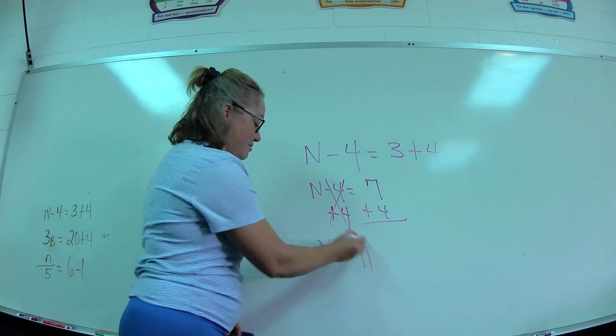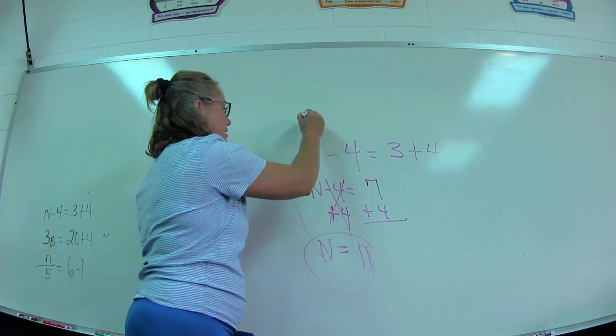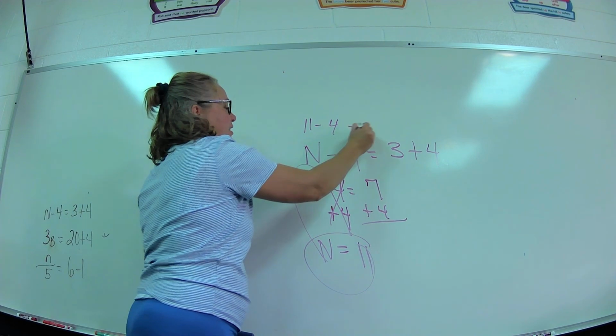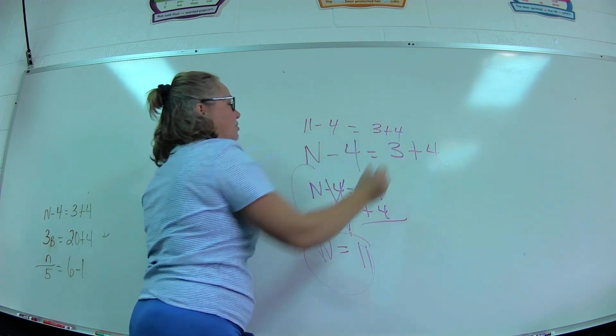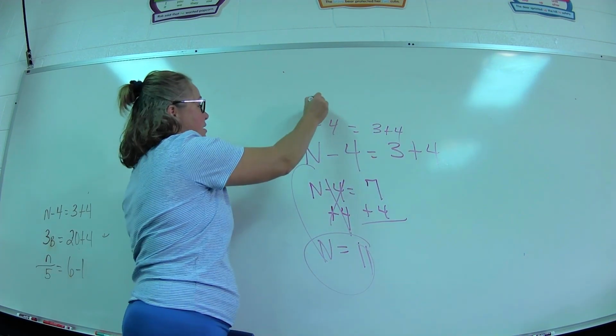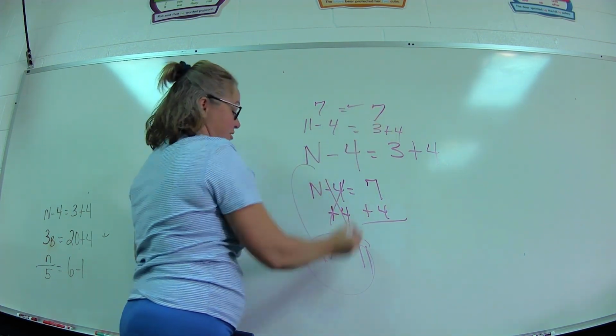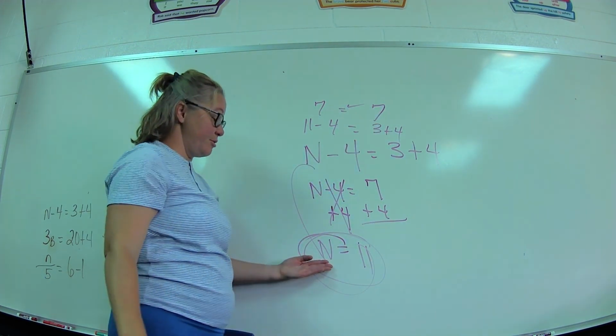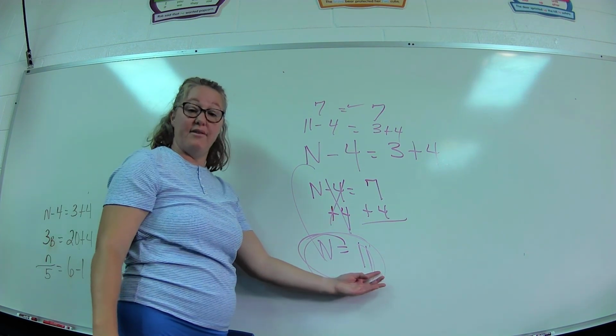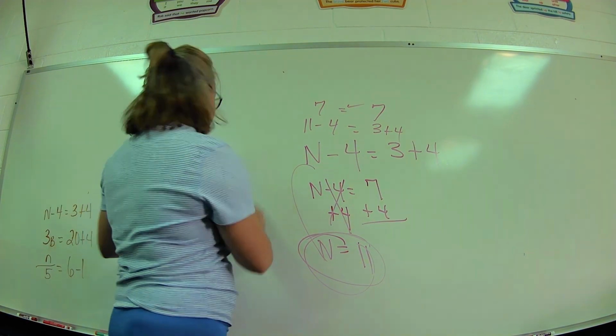Take this value, put it right here. 11 minus 4 equals 3 plus 4. What's 11 minus 4? 7 equals 3 plus 4, 7. So my variable n has a value of 11. All right, let's do 2 more.